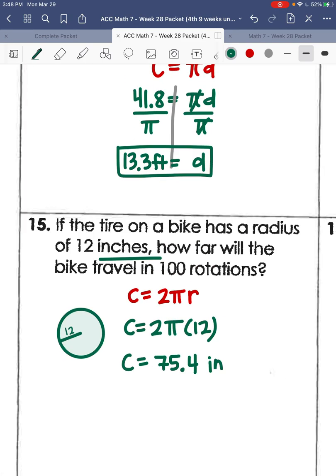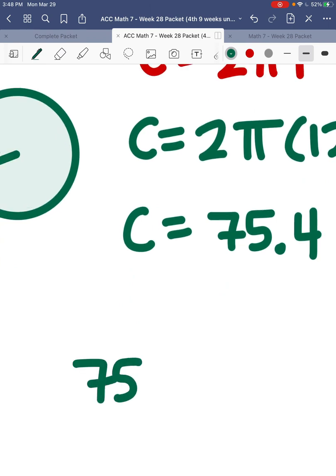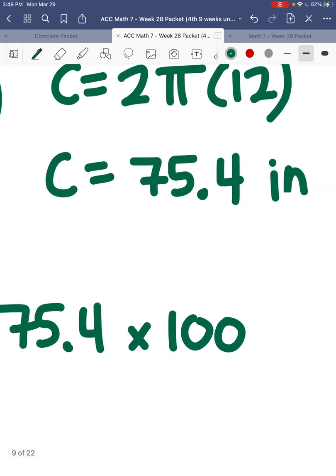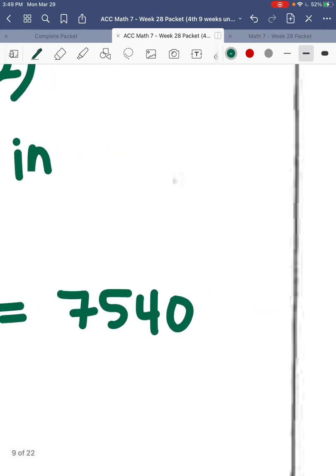Okay, now how far does the bike travel in 100 rotations? So I'm just going to multiply that times 100. So 75.4 times 100 is going to be 7,540 inches.